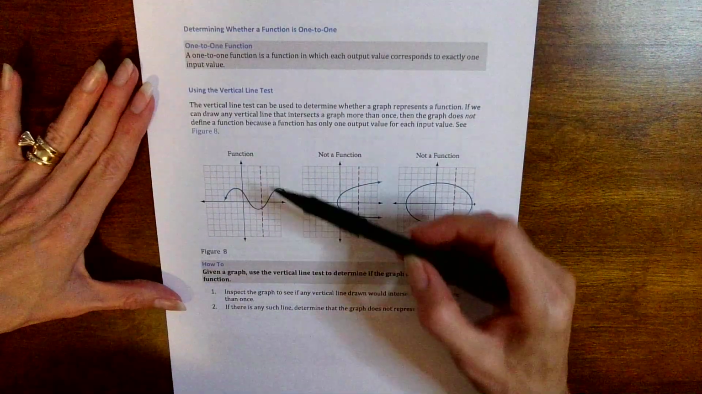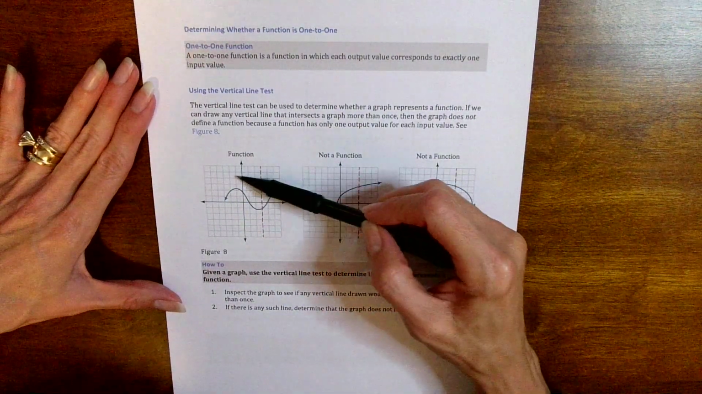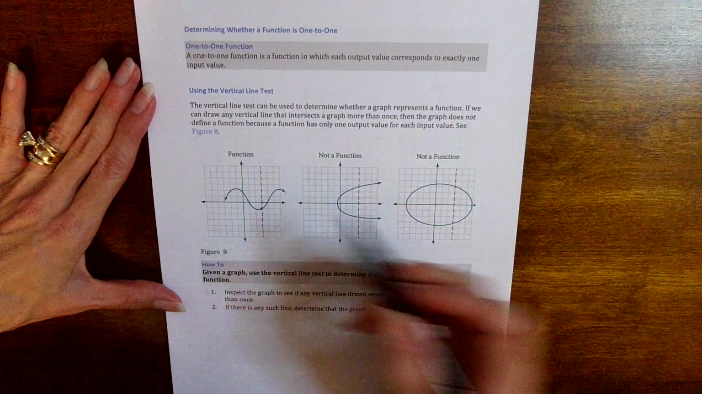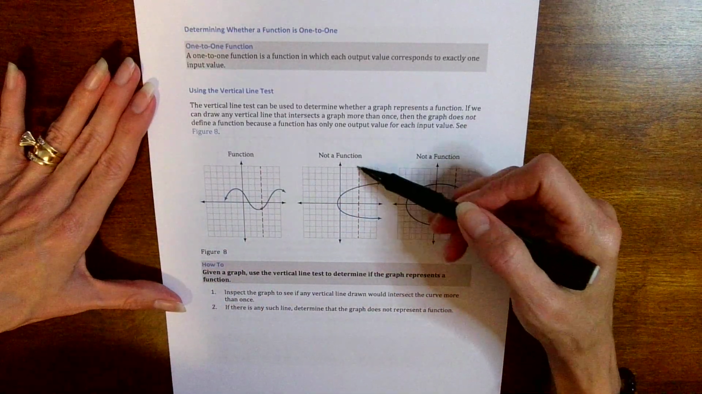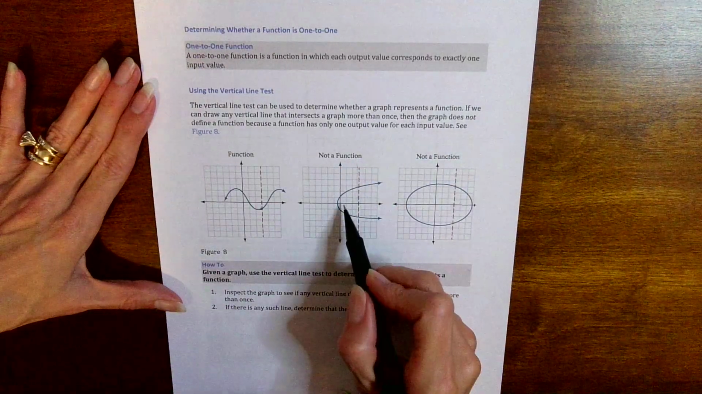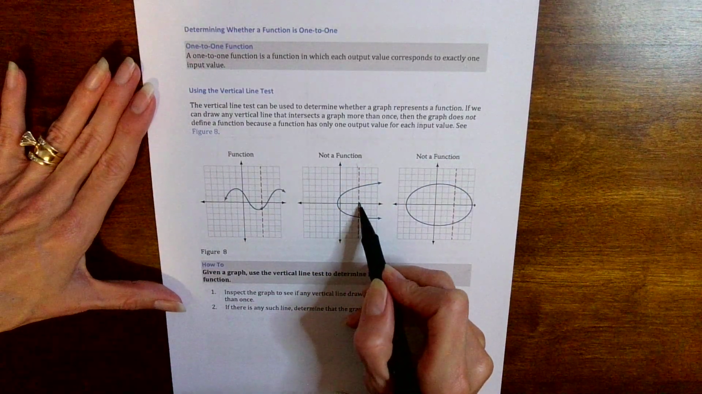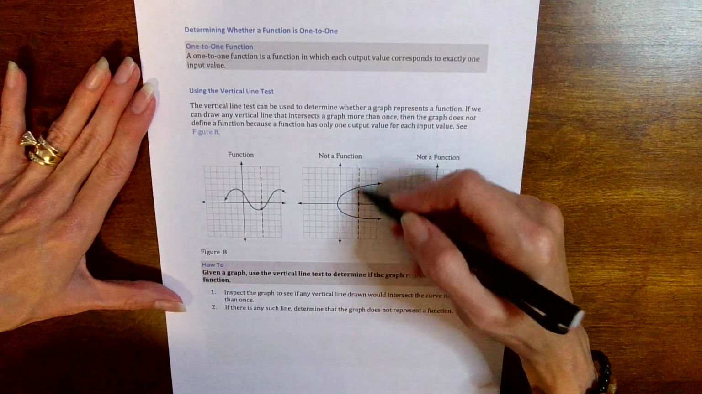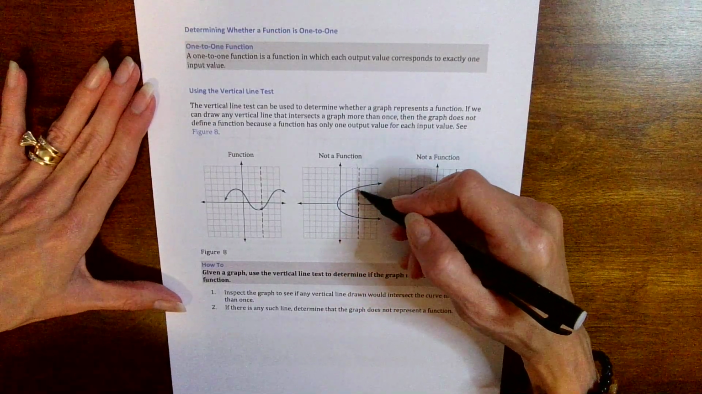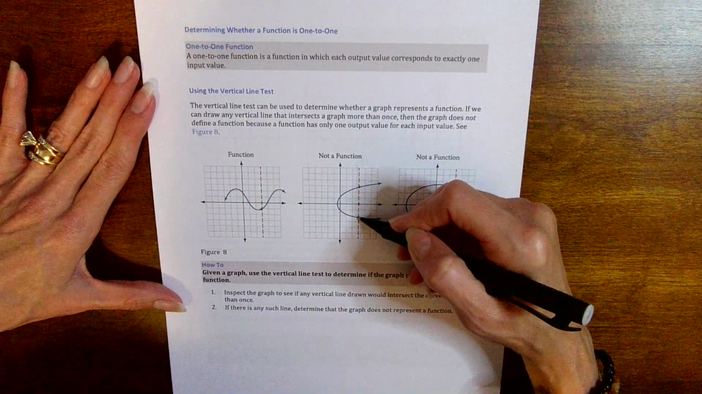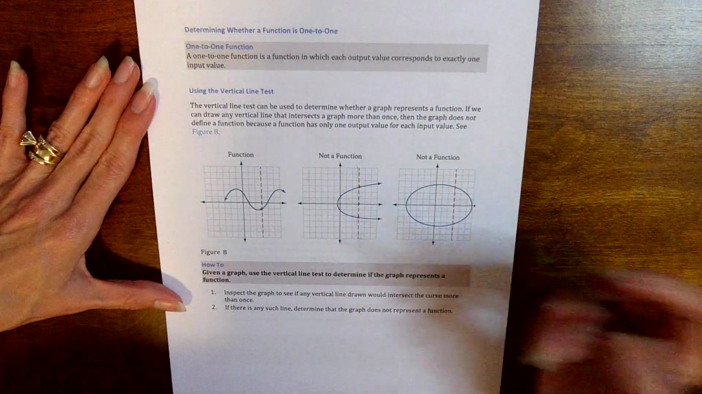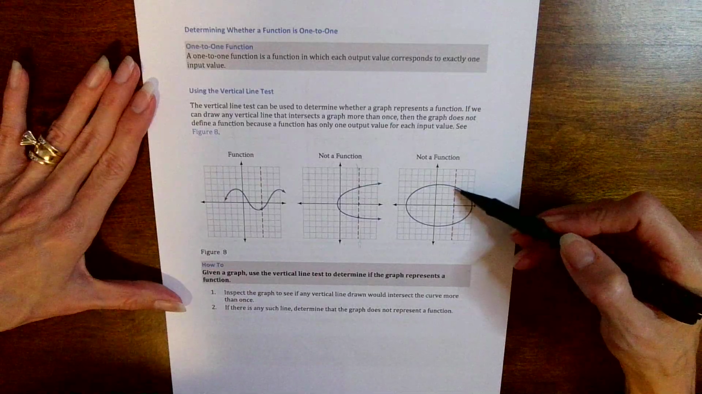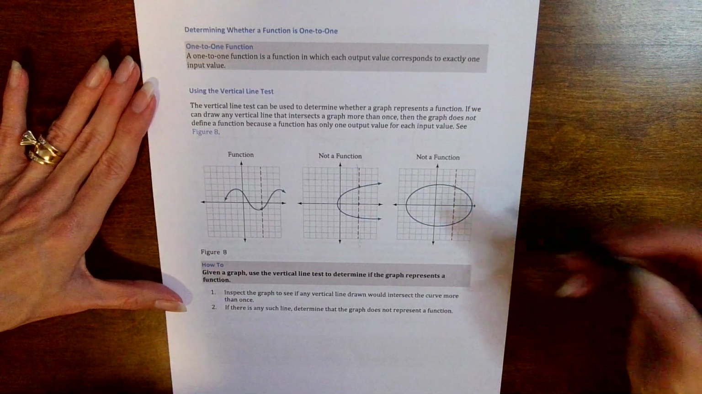So here, this is a function, because anywhere I draw a vertical line, it'll only hit the graph once. This is not a function, because, see, this is 1, 2, 3. So the point, well, lots of points, but here where they drew the line at 3, 3 has its birthday and fake ID here. So it's a violator, so it can't be a function. This is also not a function because it hits in 2 points.